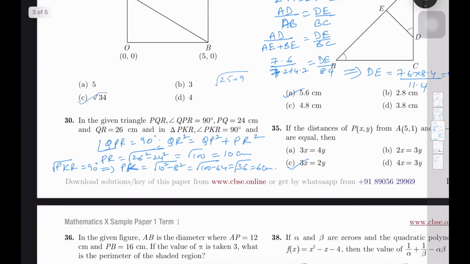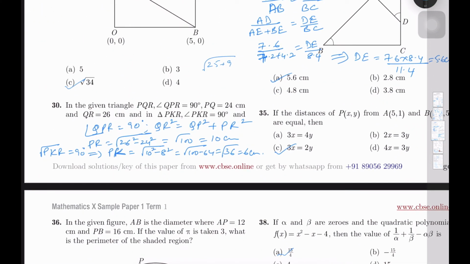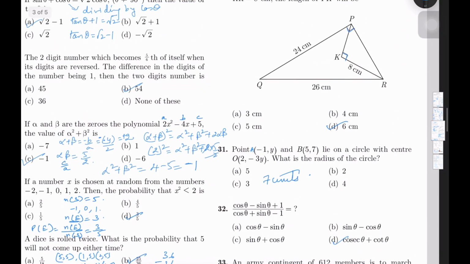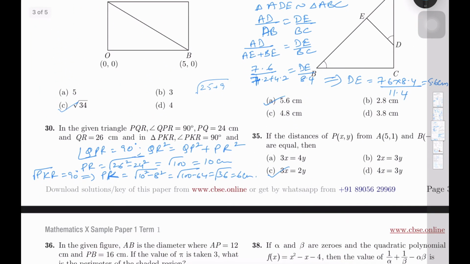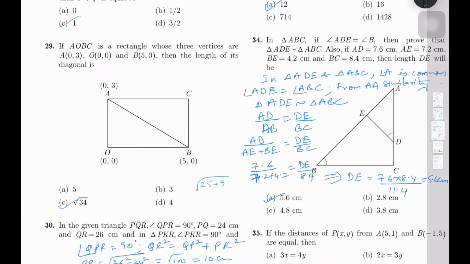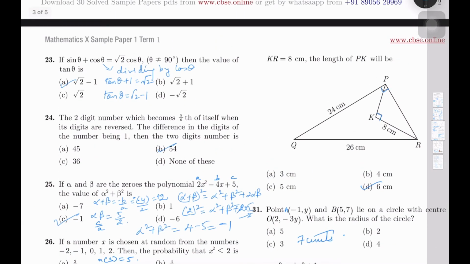So now when you're taking angle QPR is equal to 90 degrees, you have that the hypotenuse square is equal to the sum of squares of the other two sides, that is QR square is equal to QP square plus PR square. So therefore PR is equal to under root of 26 square minus 24 square. All the values are given over here for us. So putting those values, you're getting that PR is equal to 10 centimeters.